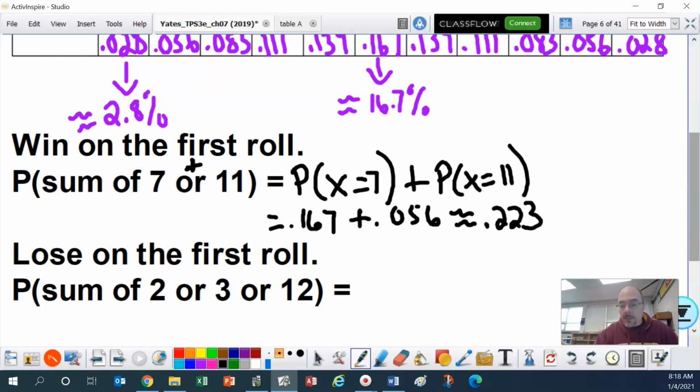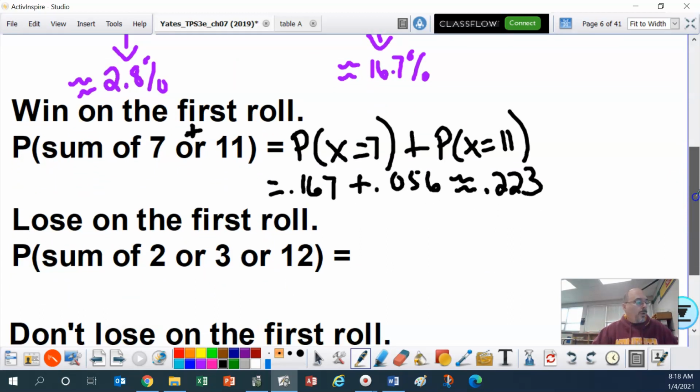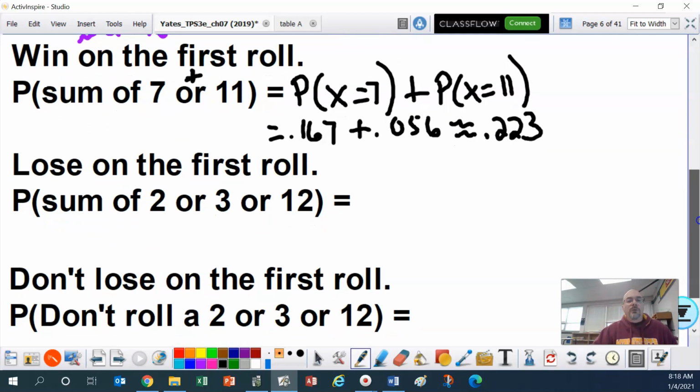So that's your chance of winning the game right away. Again, in the game of craps at the casino, if you roll a 7 or 11 on the first roll, you win. So you have a little over a 22% chance of winning the game on the first roll. But when you lose on the first roll, that means you're going to roll a 2, a 3, or a 12. You automatically lose in that game.